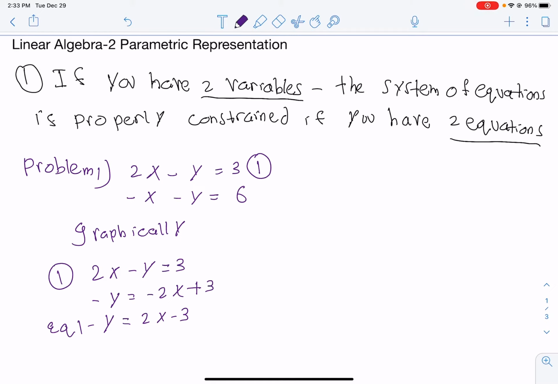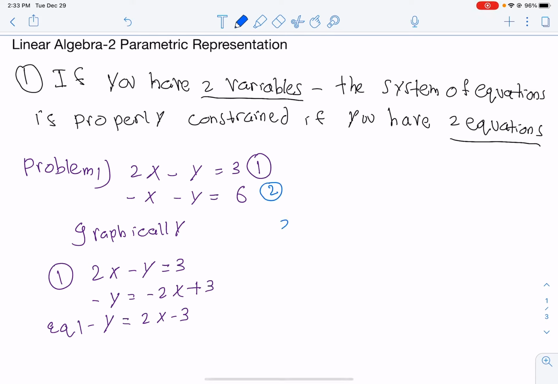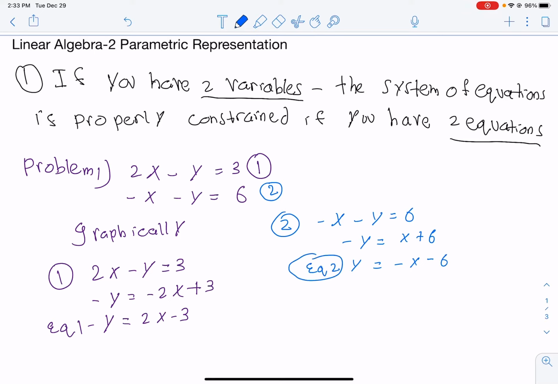Then for equation 2, let's do similar. Negative x minus y equals 6. Plus x, I'm going to get negative y equals x plus 6. Then it turns into y equals negative x minus 6. This is equation 2. I just need to graph them.